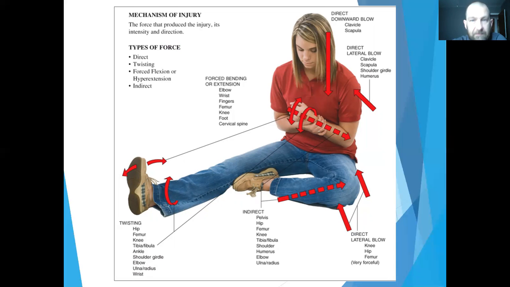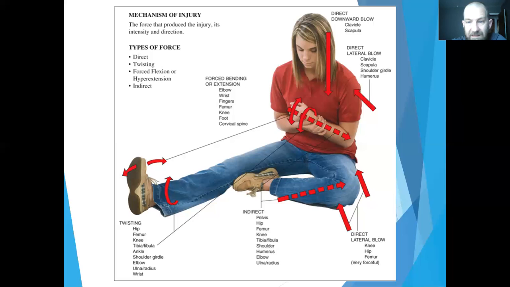So obviously that can apply to the body there easily. So we can see different parts on this picture here. If you have direct blows to, for example, her left shoulder, then the injuries that we could see from that are clavicle injuries, scapula injuries, the shoulder girdle, basically the AC joint and the humerus there. If we have a direct downward blow next to the head there, then we can have clavicle and scapula injuries.